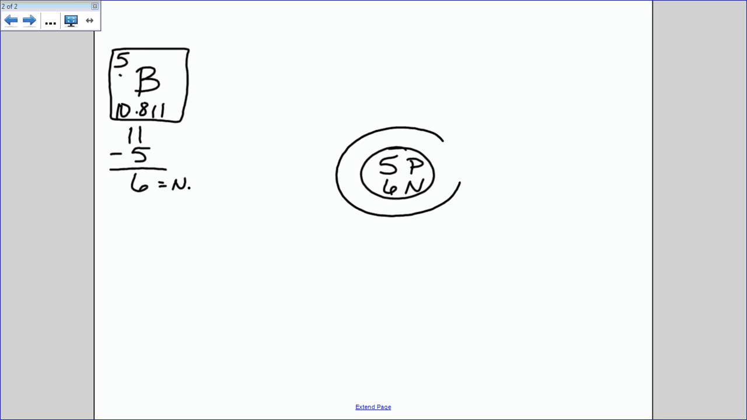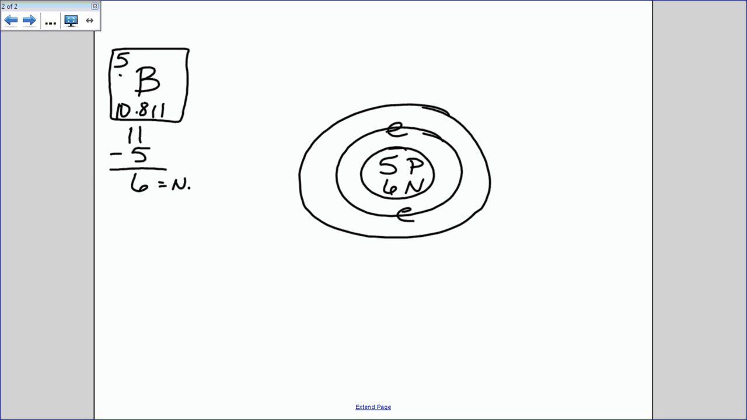So first energy level, 2 electrons. And it can only hold 2, so you have to go to the second energy level. It'll have 3. Good. Good job.